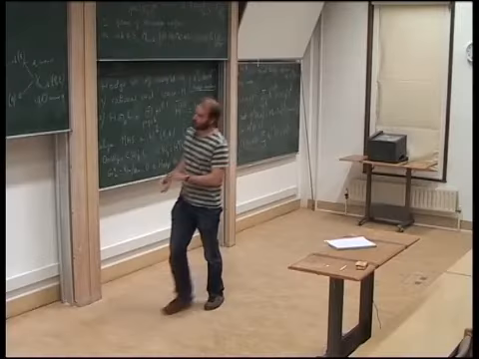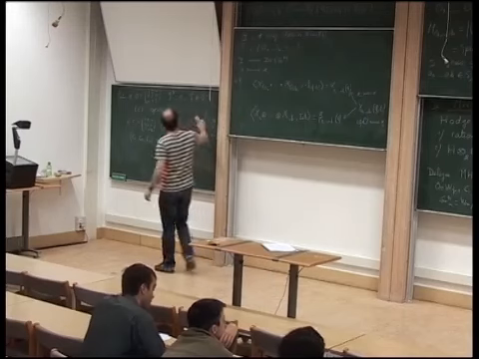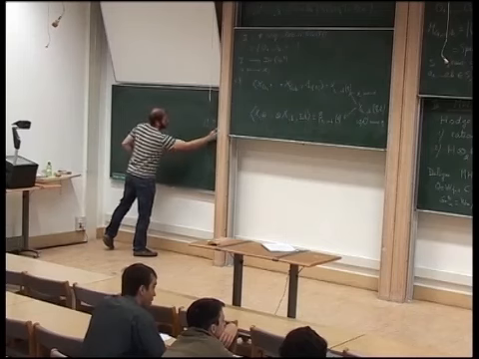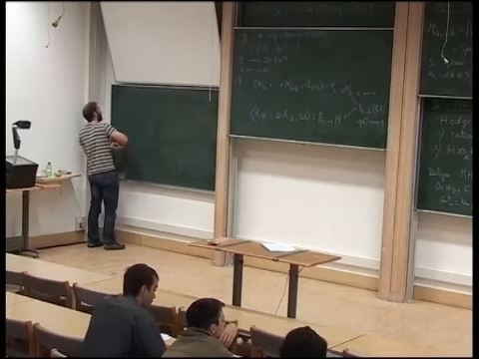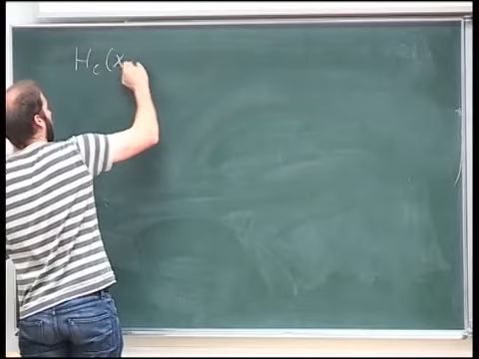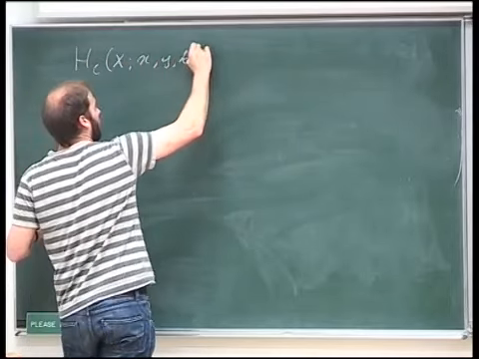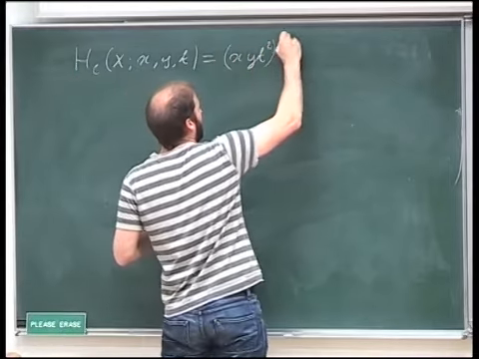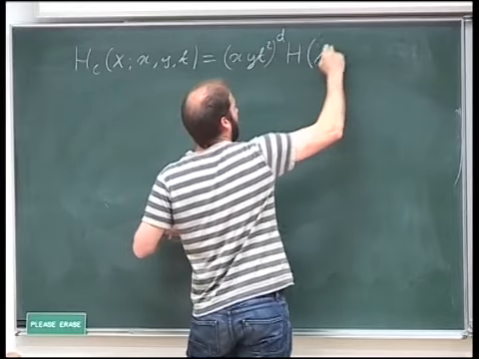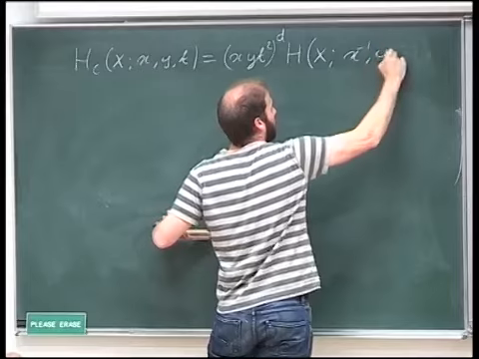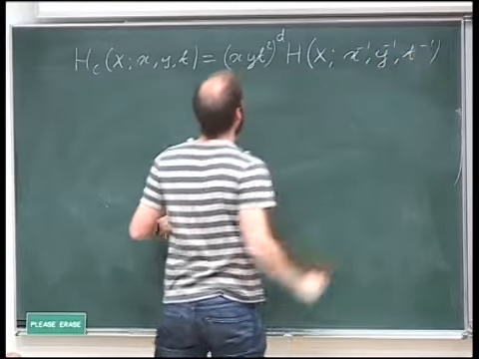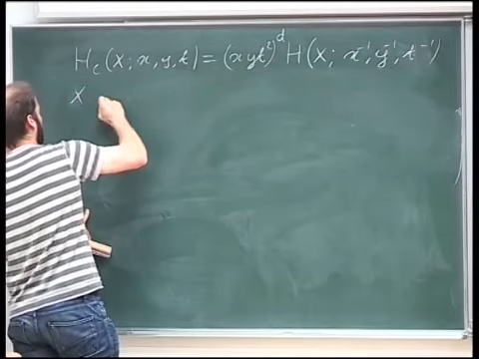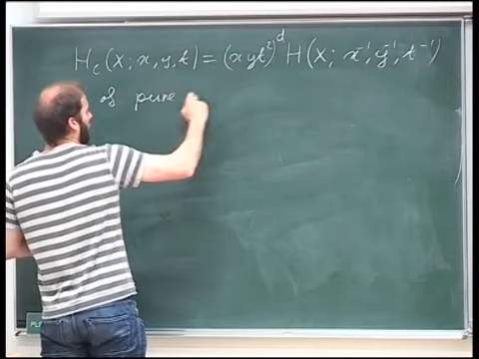We have a Poincare duality when X is of pure dimension d. In particular, we can write H_c(X; x, y, t) as (xyt^2)^d times H(X; x^{-1}, y^{-1}, t^{-1}). This is when X is of pure dimension d, and this is Poincare duality.